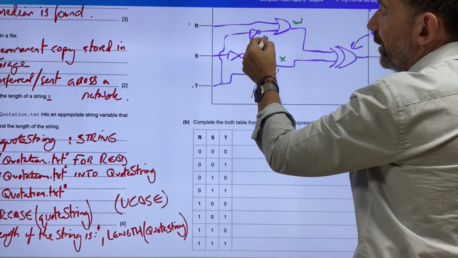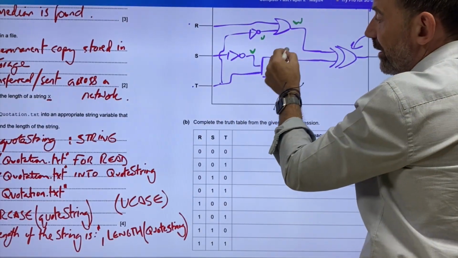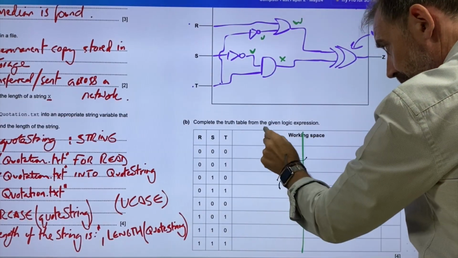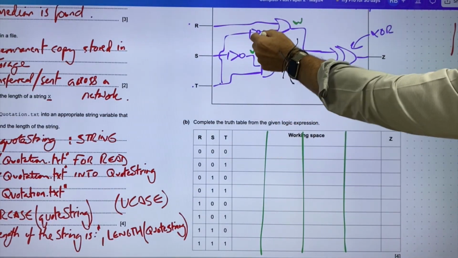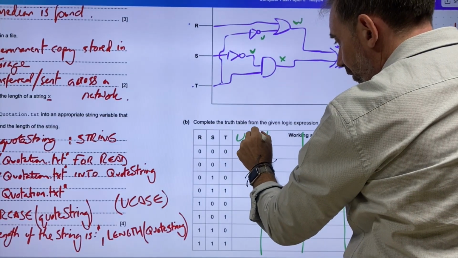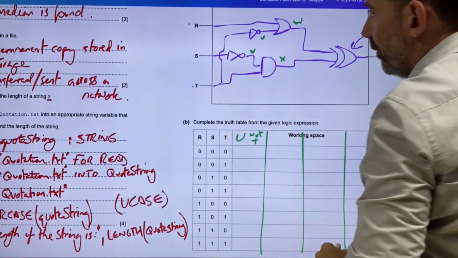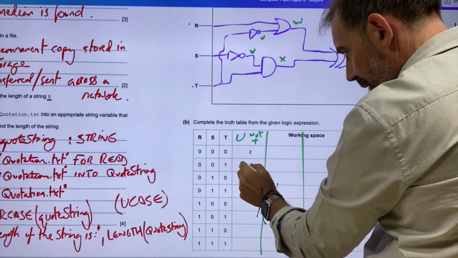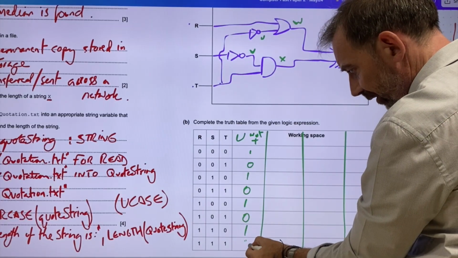And then we can combine U and R to get W, and we can combine T and V to get X. So I'm going to split this into 4 parts, like so. And I'm going to put my first one as being U. U is not T, so the opposite of T: 1, 0, 1, 0, 1, 0, 1, 0.